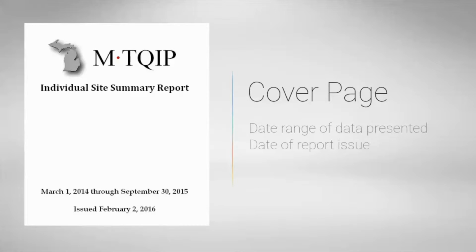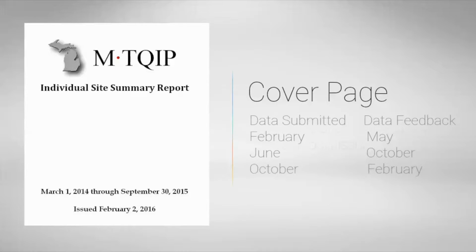On the cover page of each report, you'll find the date range of the data within the report, and below this you'll find the date the summary report was issued. Each report contains data from the prior submission interval. For example, at the May meeting you'll receive a report that has data from the February submission.